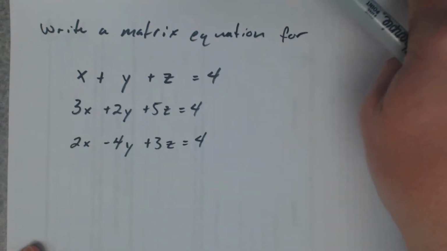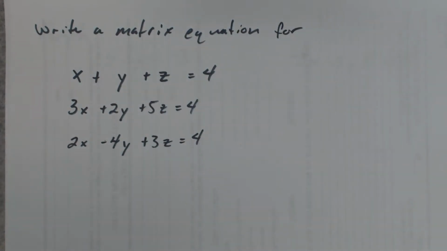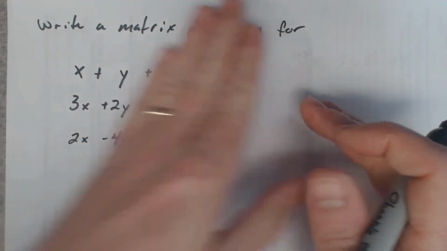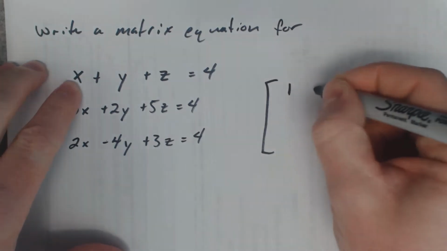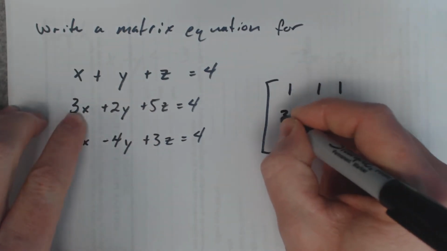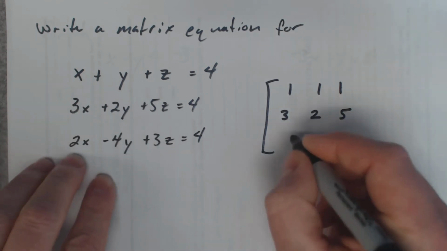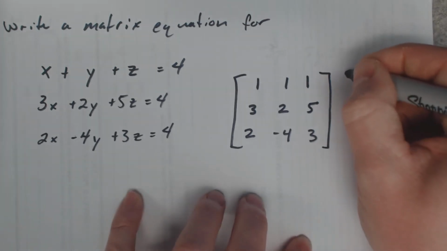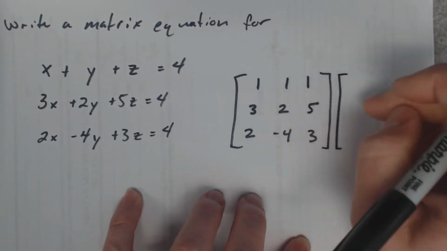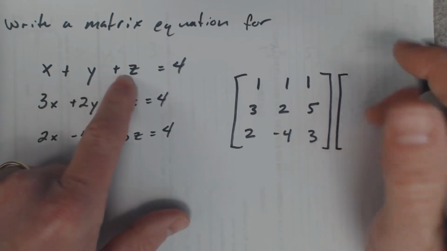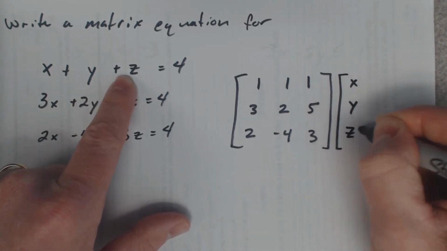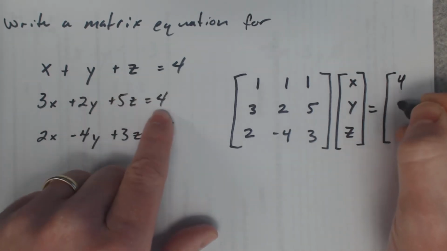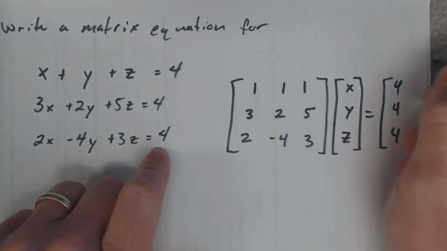Write a matrix equation for this matrix. So what you want to do is write just this part as a matrix. 1, 1, 1, 3, 2, 5, 2, negative 4, and 3. Then you write another matrix here. You're multiplying this one by the variables x, y, and z. You go down with those. And that equals the last one. 4, 4, 4. That's 4.